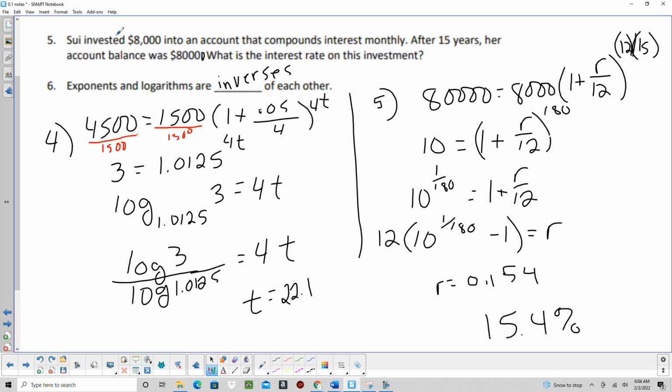On number 5, invested 8,000. And there was a typo on that. That should have been 80,000. And she ended up with 80,000. So divide both sides by 80,000 and you get 10. To get rid of the exponent of 180, which was 12 times 15, I raised both sides to the 1 over 180. You could have taken the 180th root as well. Then I subtracted 1, multiplied by 12, and got 0.154.